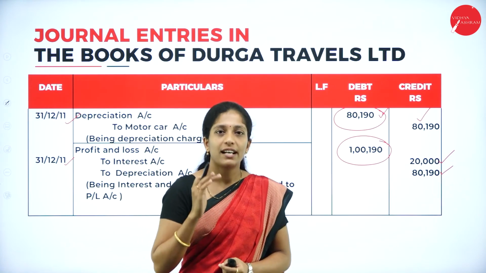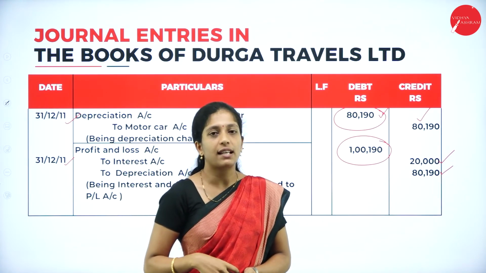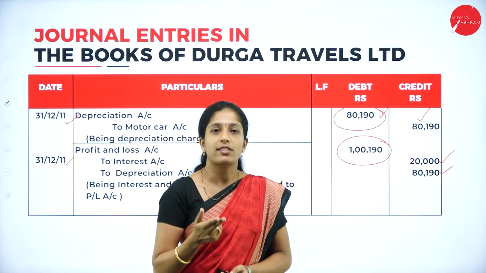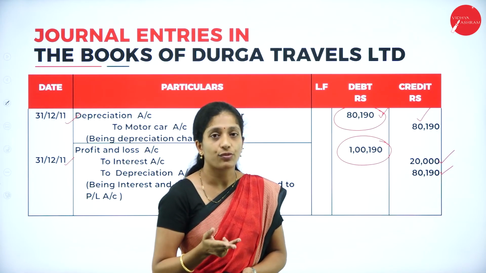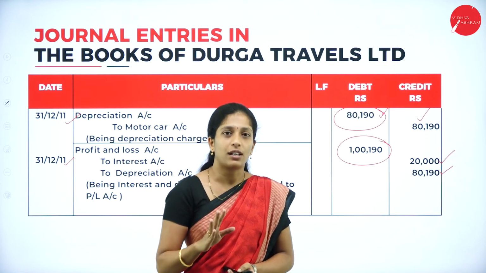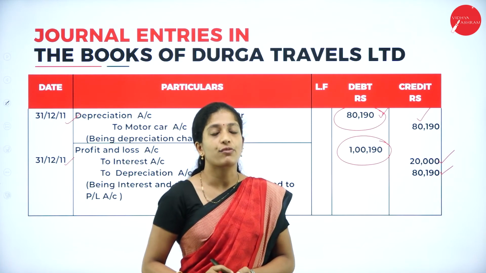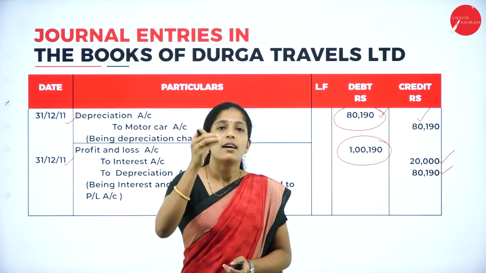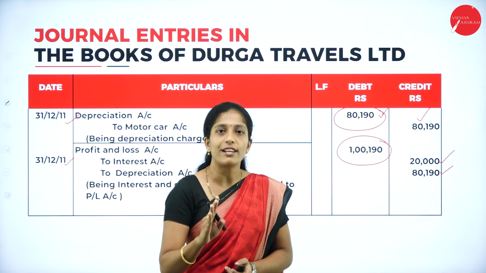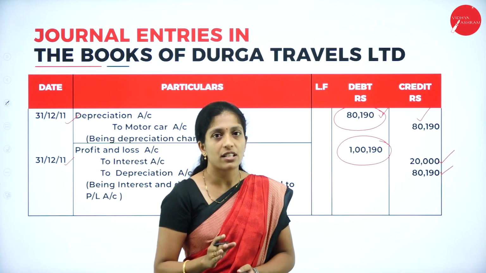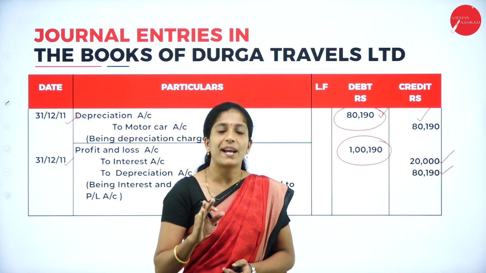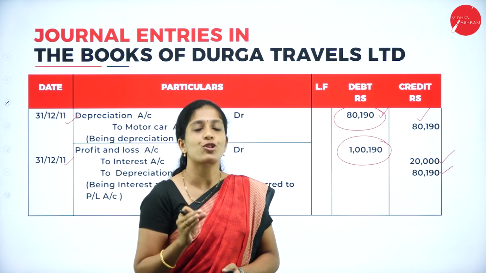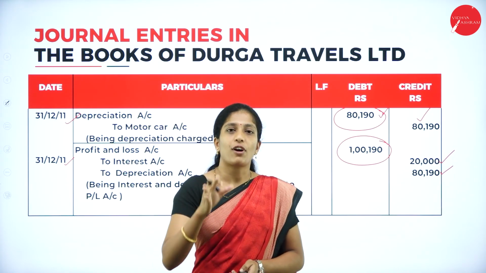So my dear students, remember in your first year you will be having 6 entries. One is for asset purchased, next down payment, next interest due, and the 4th entry is for installment paid, 5th entry for depreciation, and 6th entry is for transferring interest and depreciation to profit and loss account. Rest all the years you will be having only 4 entries. It starts from interest due, then installment paid, next depreciation charge, and transfer depreciation and interest to profit and loss account. So your format remains same.